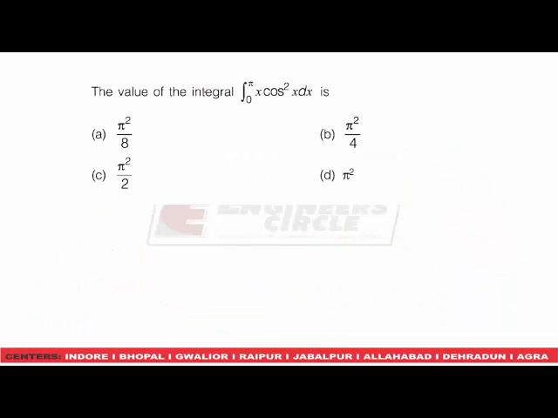The last question from the mathematics portion is the value of the integral x cos square x dx with limits 0 to pi. So our integral function is 0 to pi x cos square x dx. Now within the limits, applying the definite integral property, the value of the integral will be the same if we replace x with pi minus x. So pi minus x cos square of pi minus x dx.